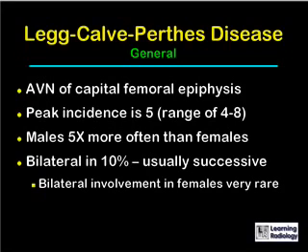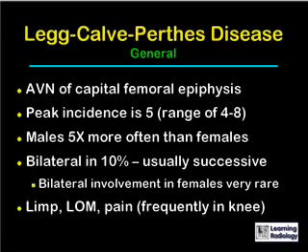The bilateral involvement is usually one hip after the other rather than both of them being abnormal at the same time. Bilateral involvement in females is very rare. Clinical findings include a limp, limitation of range of motion, and pain, which can frequently be referred to the knee.